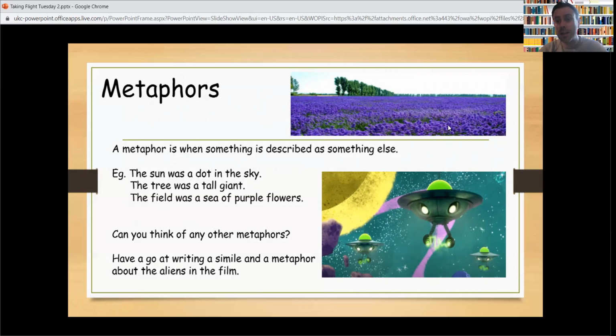But it's not really a sea. We're saying the field was a sea of purple flowers. It's not. It's a field with purple flowers in it. But we're saying it's a sea. Do you see what I mean?